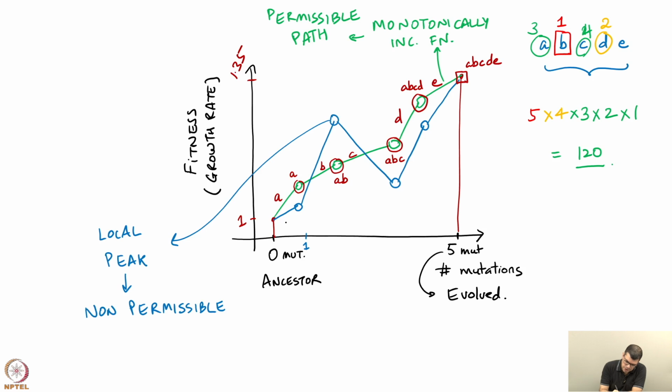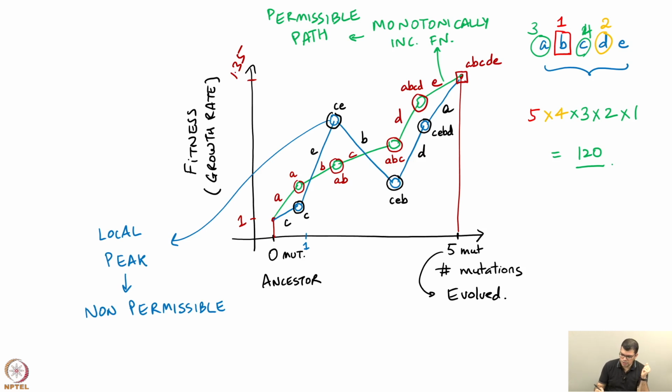Let us say the first mutation to have happened was C, next one was E, then B, then D, and the last one was A. Now, what you should realize here, so this genotype here is C, this is CE, this one is CEB, this is CEDB, and the last one is the same in every path because the last one is the same genotype where all 5 mutations are occurring.